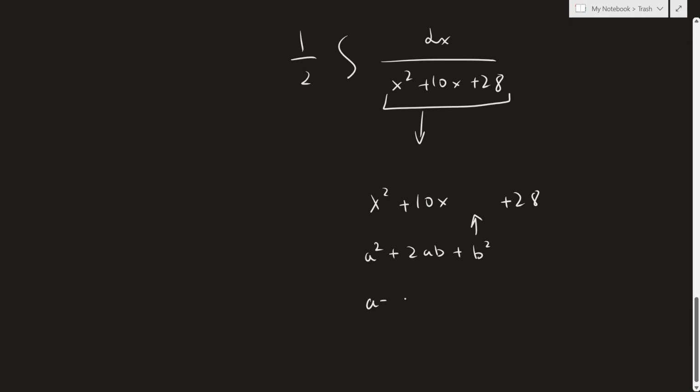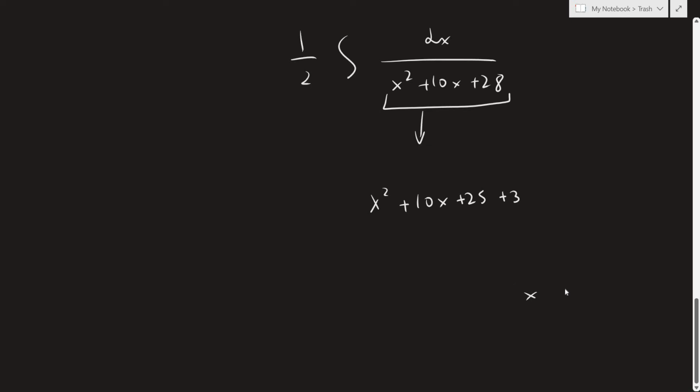So if a is equal to x and b we don't know, 2ab is equal to 10x. And a is x, so it must be 2 times something that is 10, which is obviously 10. 5, sorry. So b is equal to 5. What is b squared? It's plus 25. How do we go from 25 to 28? We add 3, right? So plus 3. Great. Let's rewrite these then.